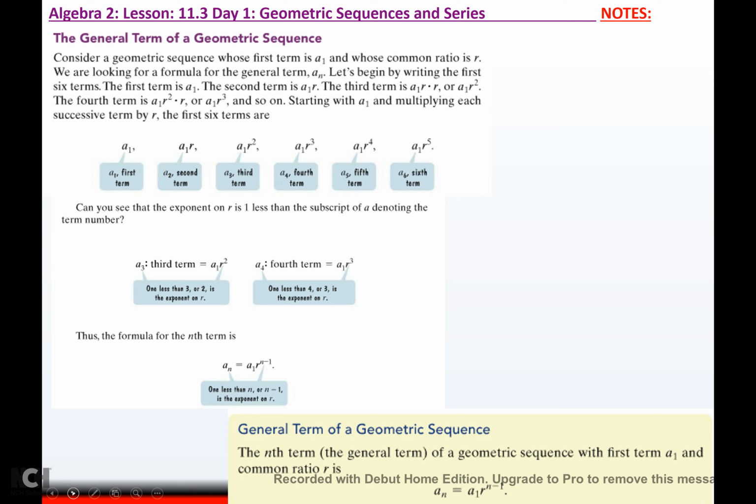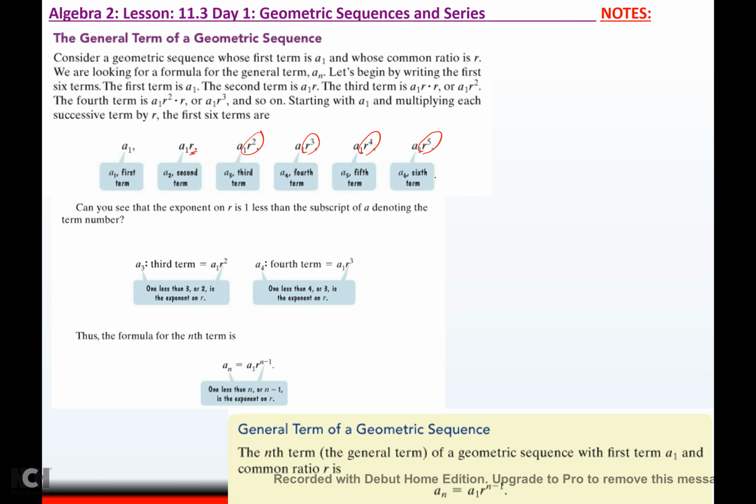Alright, so it says, consider the geometric sequence whose first term is a sub 1 and whose common ratio is r. If we're looking for a formula for the general term a sub n, let's begin by writing the first 6 terms. The first term is a sub 1. The second term would be a sub 1 times the common ratio. Then the third term would be multiplied by 2 common ratios, 2 copies of the common ratio. So it's not 2 times r, it's r squared. Then 3 copies of r, then 4 copies of r, then 5 copies of r.